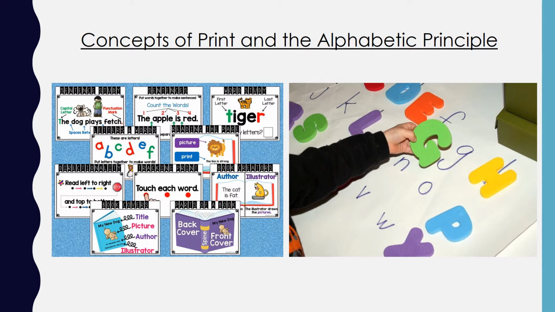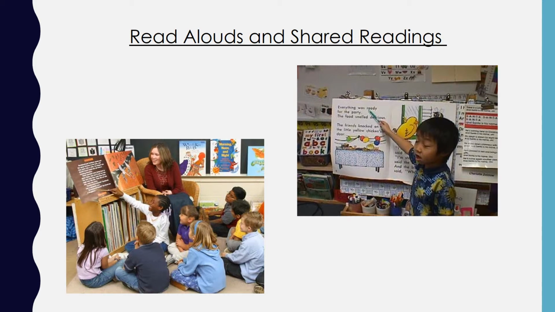Emergent readers need explicit teaching with much teacher support. These students are focusing on developing concepts of print and identifying the letters of the alphabet and the letter sounds. These emergent learners must also be exposed to quite a bit of text. This can be done through read-alouds and shared readings, where we also work with our students on vocabulary and comprehension.